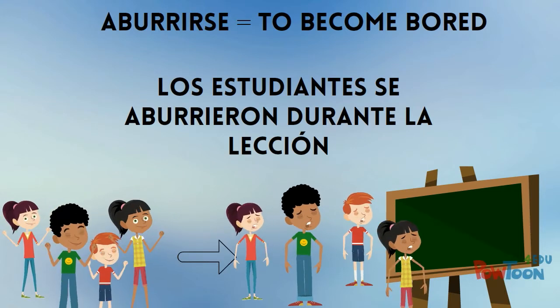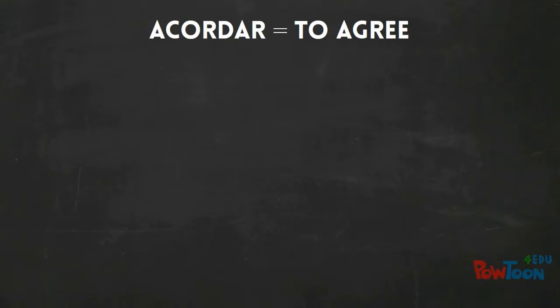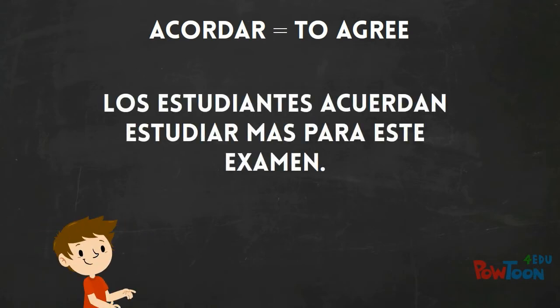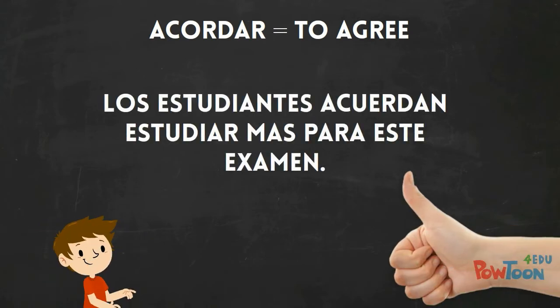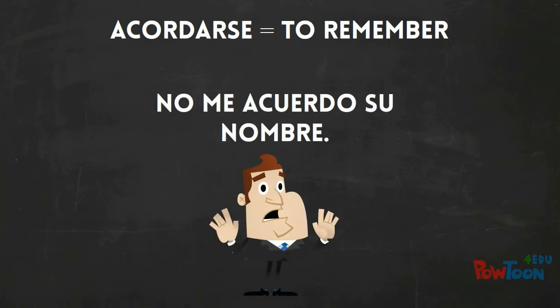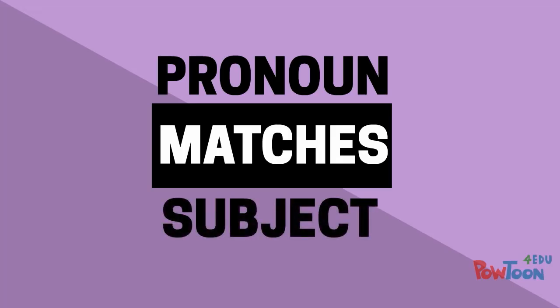Next up, the verb acordar. Acordar means to agree. Los estudiantes acuerdan estudiar más para este examen. The students agree to study more for this test. When made reflexive, however, acordarse, the verb means to remember, something totally different. No me acuerdo su nombre. I don't remember his name. Remember that the reflexive pronoun will always match the subject of the verb.